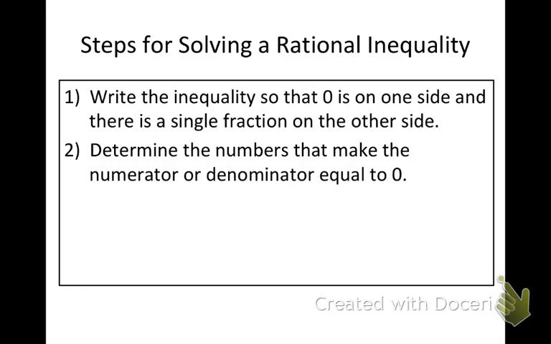This is where you're going to get your specific values. In quadratics, we got our specific values by solving it and getting our x-intercepts. For rational inequalities, we want to determine the numbers that make the numerator or the denominator equal to 0.